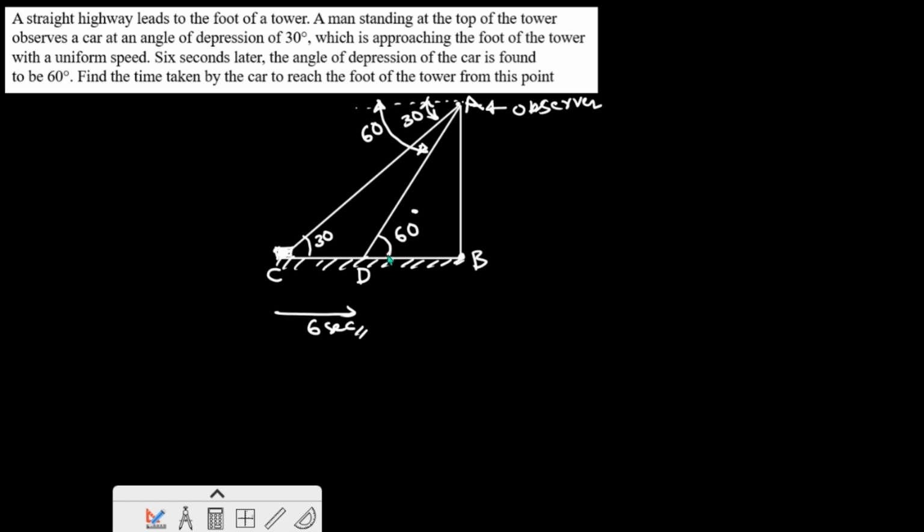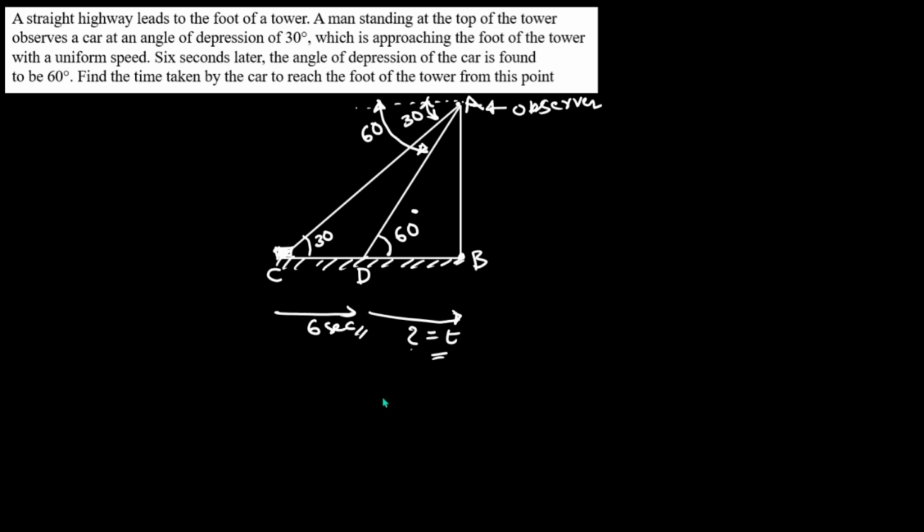Then what is asked? He asked to find the time taken to reach the foot of the tower. What is the time to take D to B, from this point, meaning from D? How much time will it take? So we need to find the time.